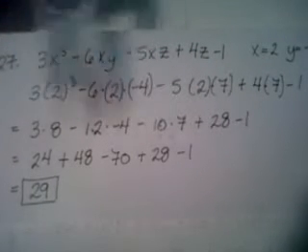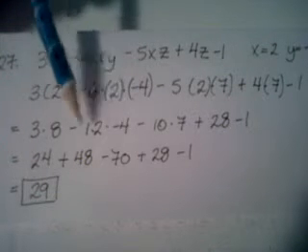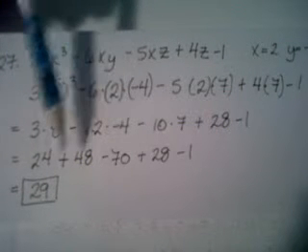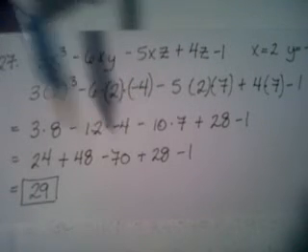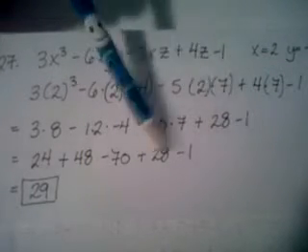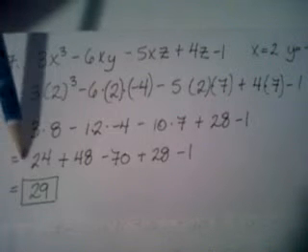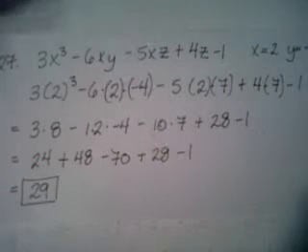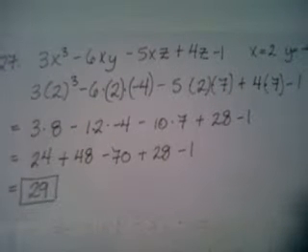So I'm going to need to finish multiplying through here from left to right. So 3 times 8 is 24. And negative 12 times a negative 4 gives me a positive 48. And a negative 10 times 7 gives me a negative 70. And then I have plus 28 and minus 1. Now I add them all from left to right, and I get a grand total of 29.